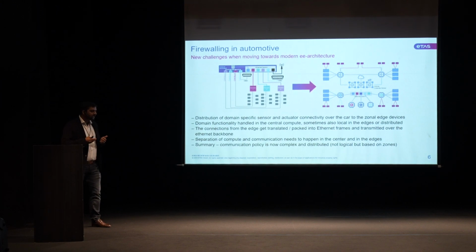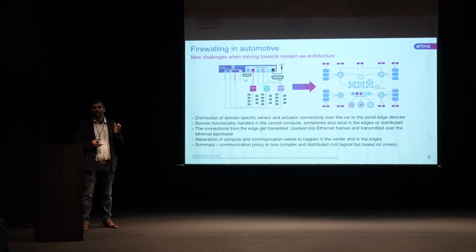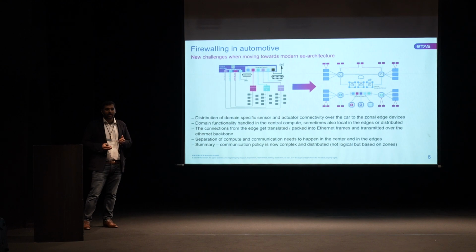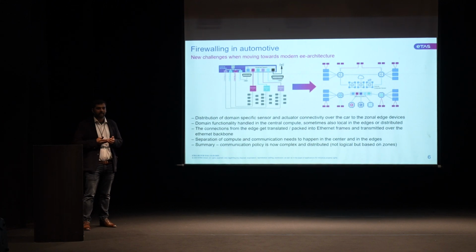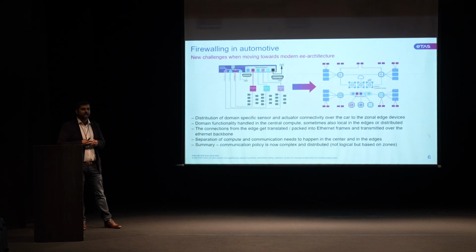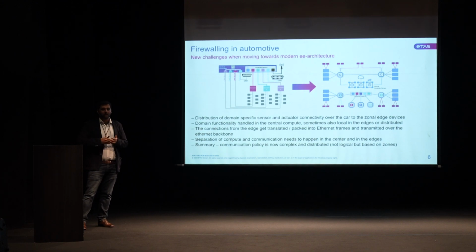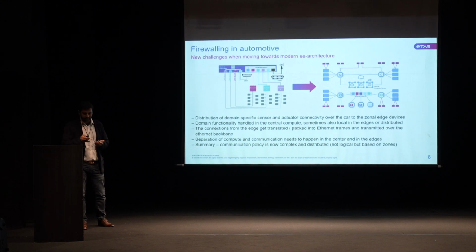The key summary here is that the communication policy is now complex and distributed. It's not like before, in an earlier EE architecture where you had a central gateway and multiple domains, and messages were coming in from a domain and then going to some other domain, translated by the gateway. But in the zonal EE architecture, it's mixed up. The same ECU can be responsible for multiple different functionalities. So there are different safety requirements and security requirements, and the requirements are now distributed all over the EE architecture, and there is no central point where you can put everything and be fine with it.